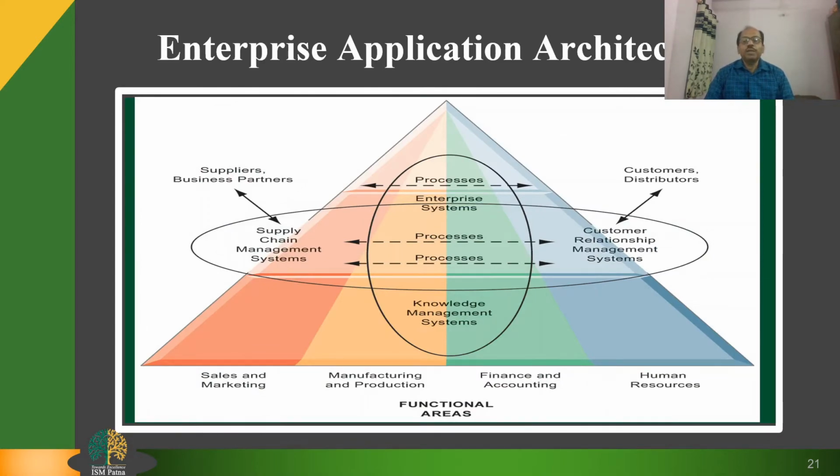Here is a pictorial demonstration of enterprise application architecture. The purpose of this diagram is simply to illustrate the enterprise system, which is a very large and diverse database that pulls information from many parts of the firm and enables processes both across the firm at different organizational levels as well as with suppliers and customers who are outsiders. The triangle represents the organization with different colors for the four main business functions.